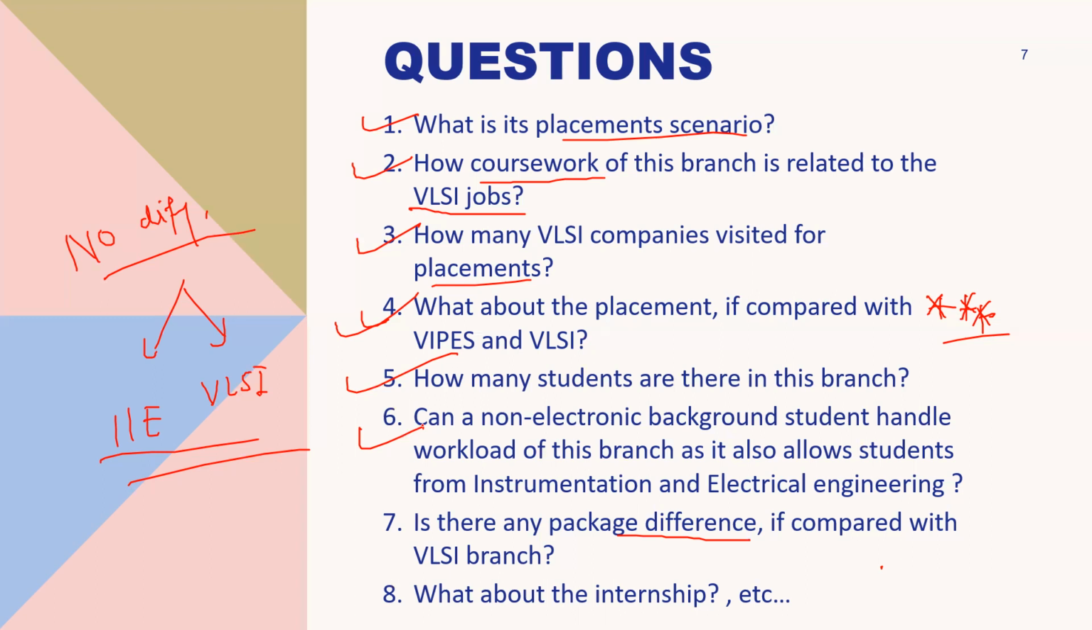So I think there is no problem for the instrumentation and electrical students. You can take this branch without fear if you are from an instrumentation or electrical background. No need to be an electronics background student only. You can be from any of these 2 or 3 branches I mentioned here. There is no workload difference for you. You will handle this coursework easily, as my friends are handling it. So no problem is there. Now the next question: is there any package difference? I cleared this thing. What about the internship?